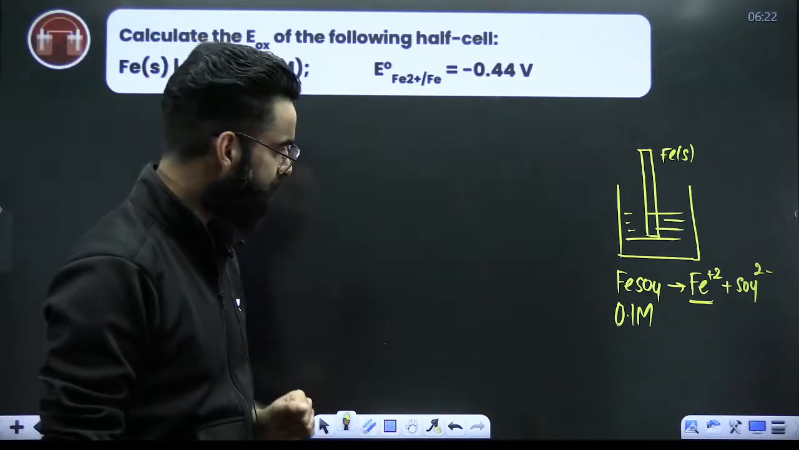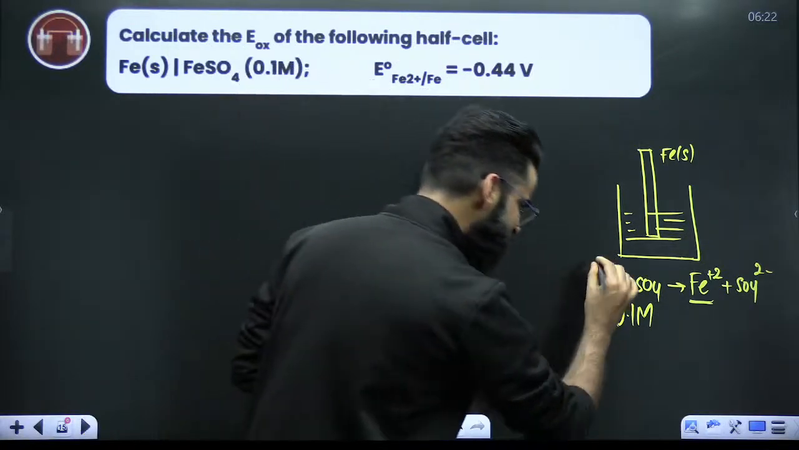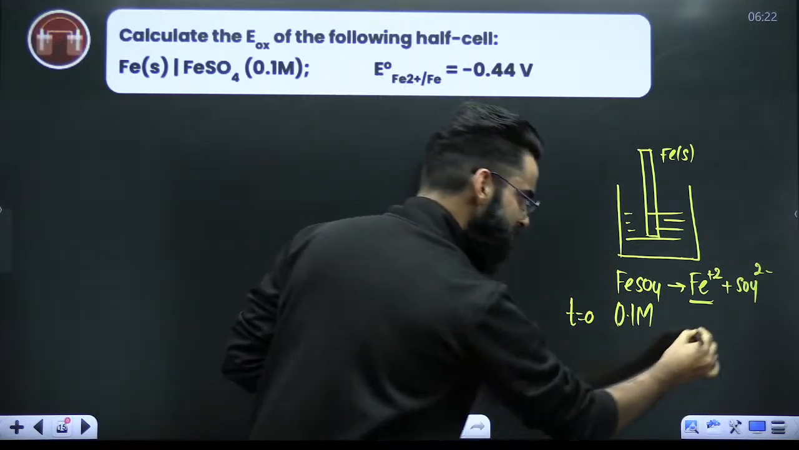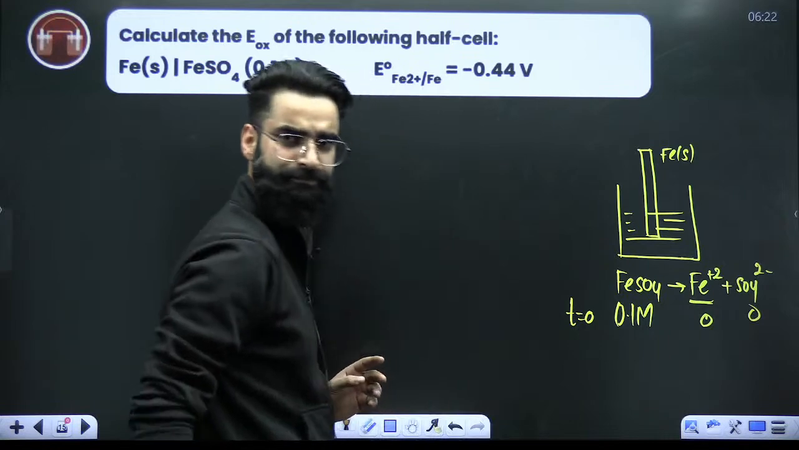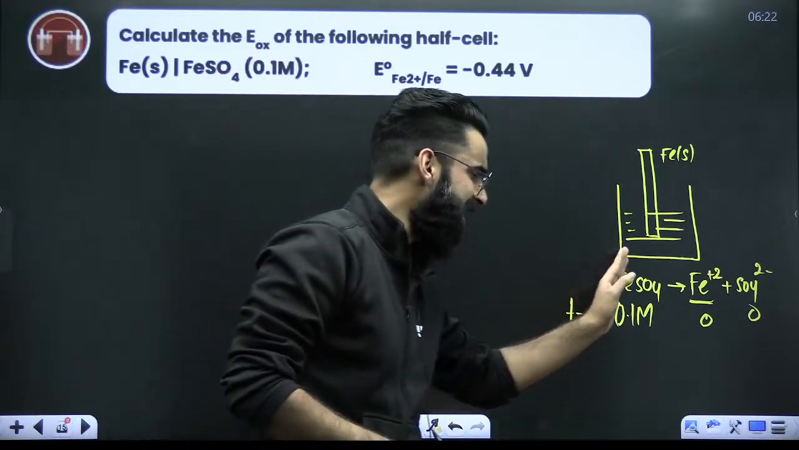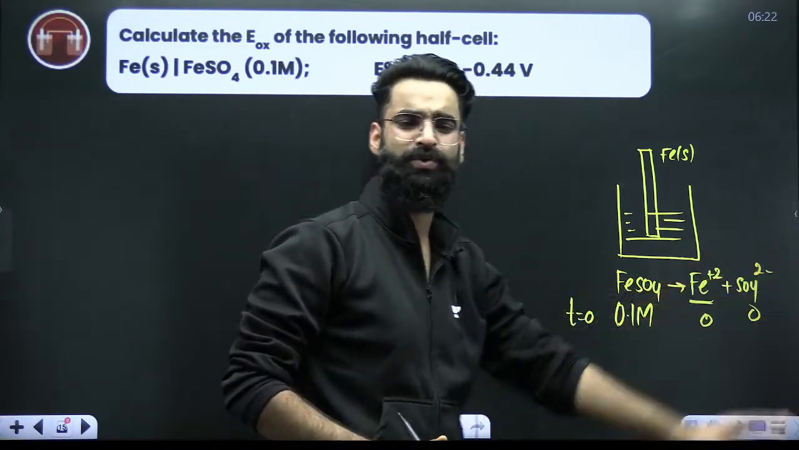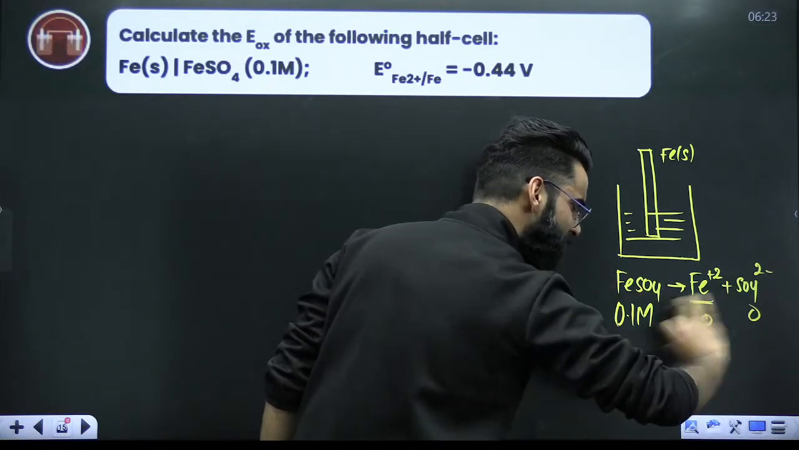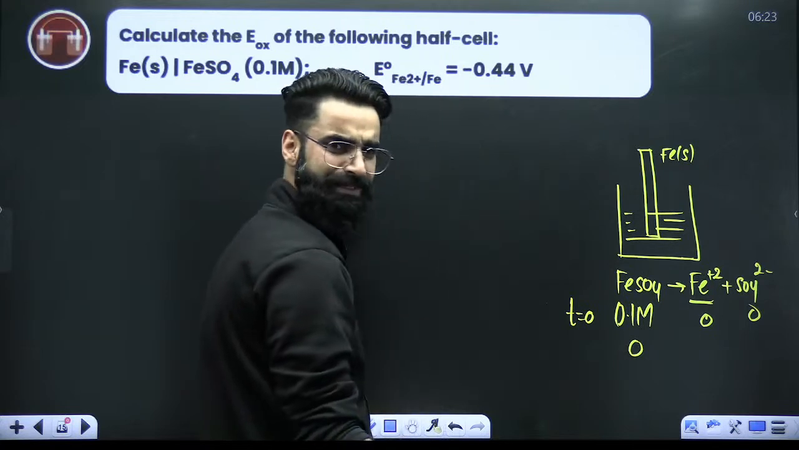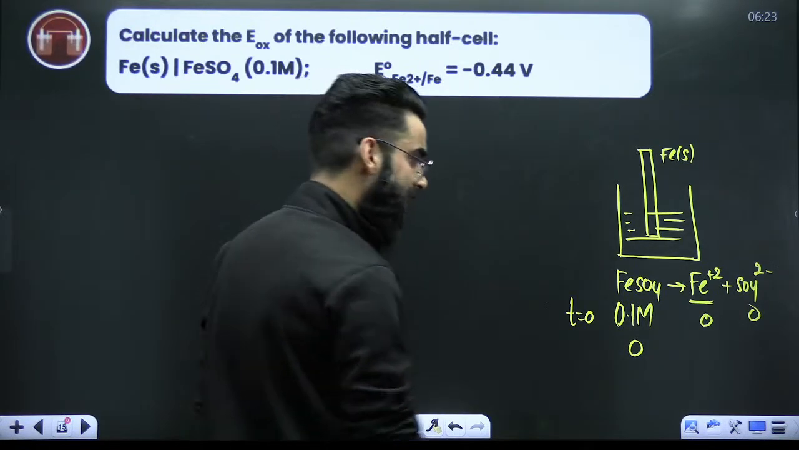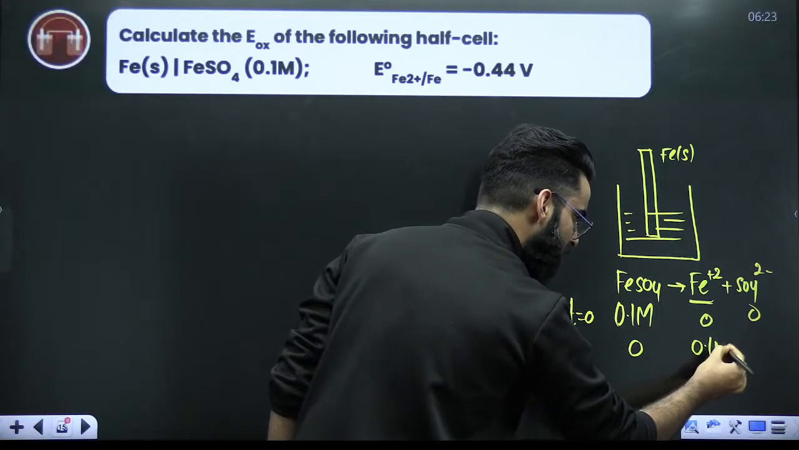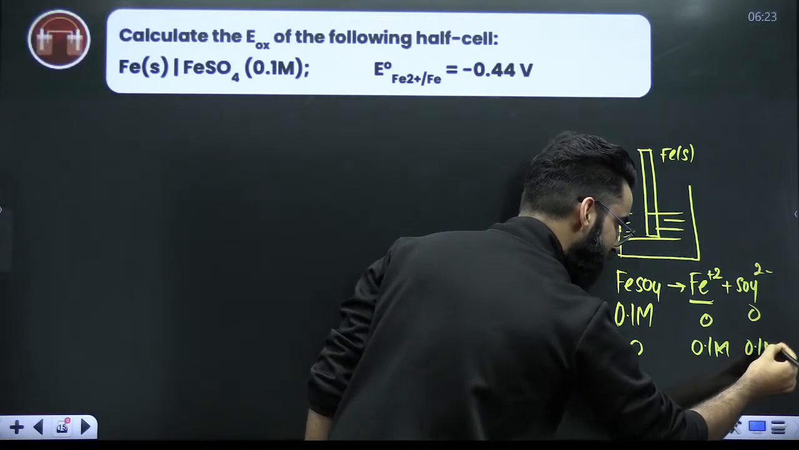Now have a look, people. First of all, initially, as per the question, the concentration of FeSO4 I have kept is 0.1 molar. So this has to be 0. Now imagine that this FeSO4 gets 100% dissociated into its ions. And when this FeSO4 gets 100% dissociated into its ions, I'll be left with nothing. Now people, 1 mole gives 1 mole, 0.1 molar gives 0.1 molar. This has to be also 0.1 molar.